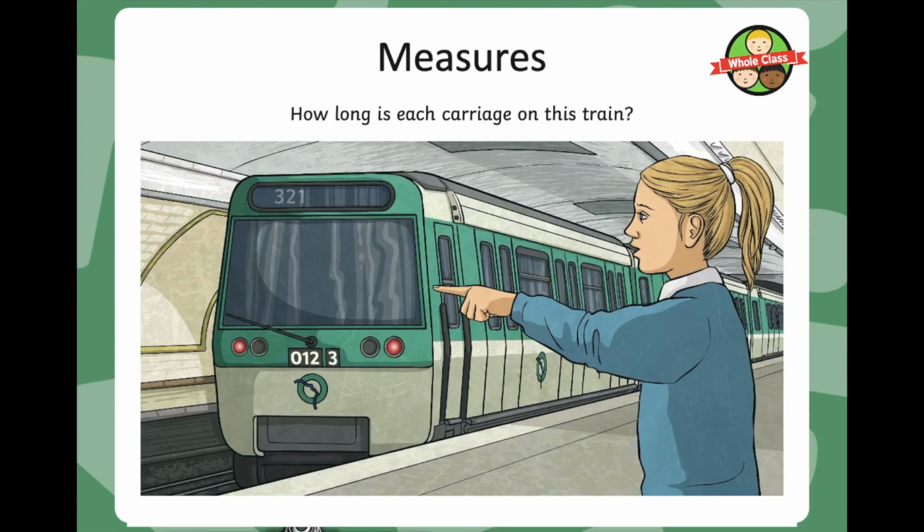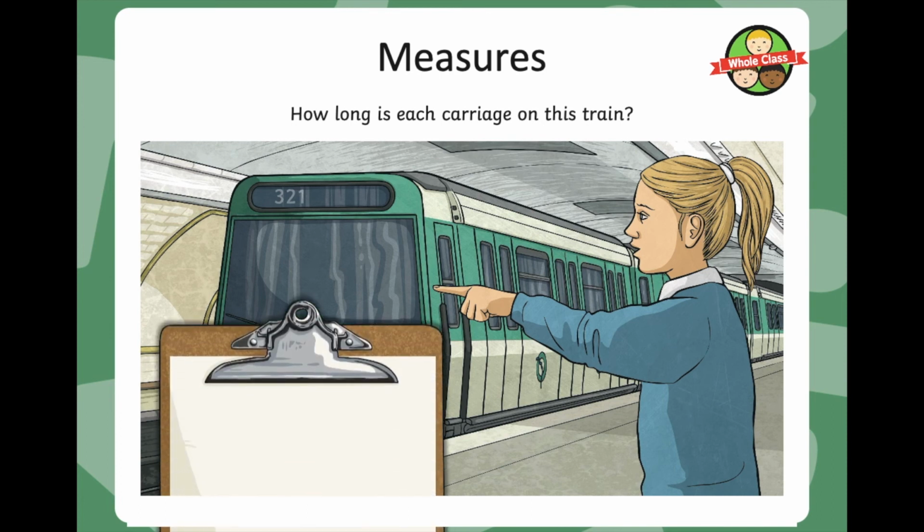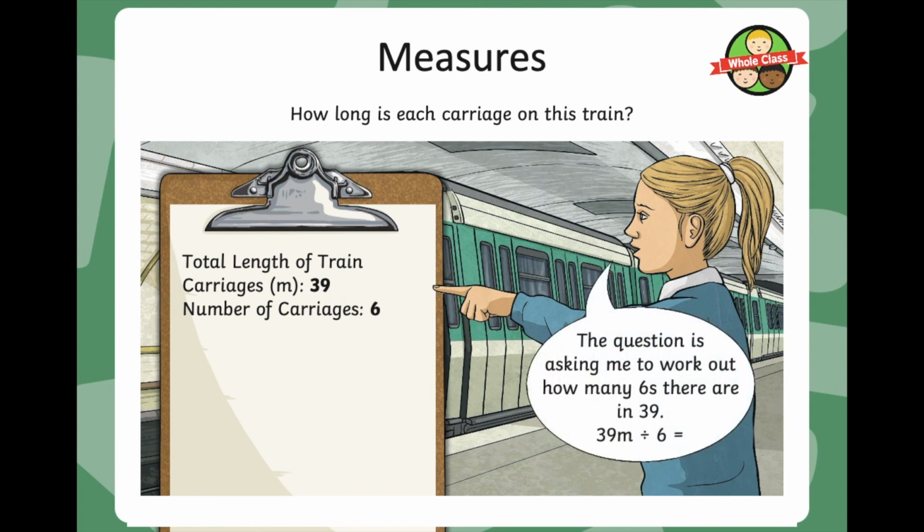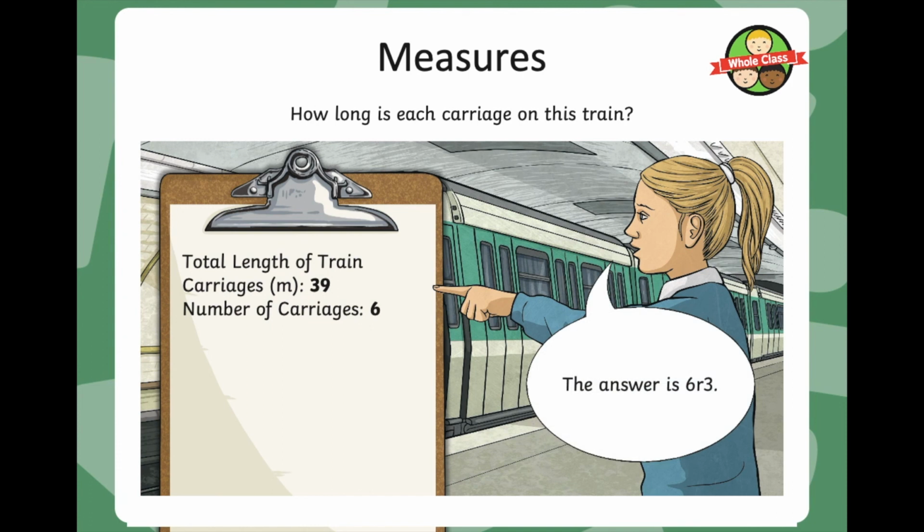Measures. How long is each carriage on this train? Total length of the train, carriages in metres 39, number of carriages 6. Firstly, I need to think carefully about the question and work out the calculation I need to do. The question is asking me to work out how many 6s there are in 39. 39 metres divided by 6. The answer is 6 remainder 3.